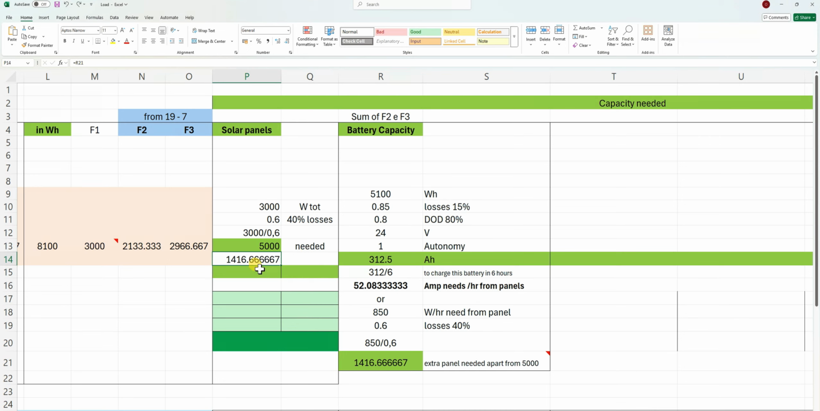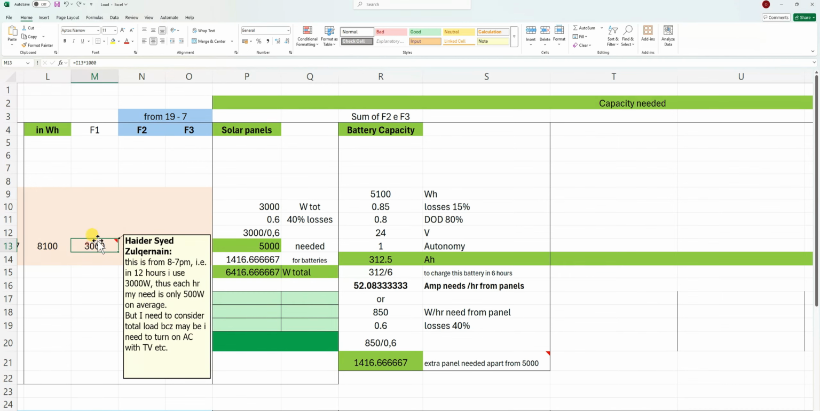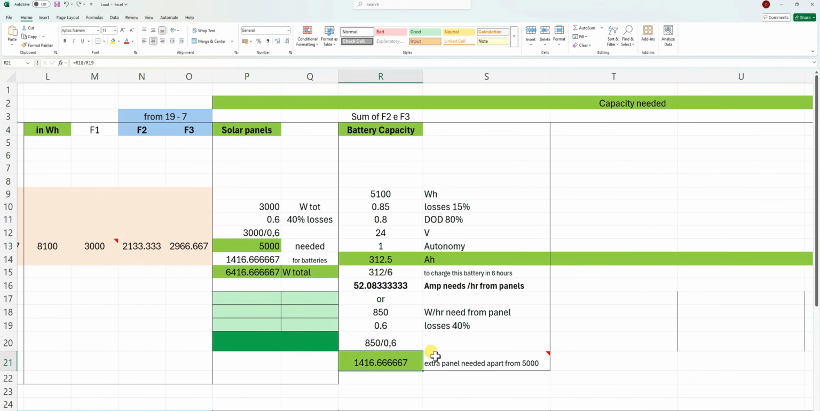Now we have put this extra energy, extra watts that we will be needing for batteries, and we have the summation of both these values, that is 6500 watts I will be needing total to get my 3000 watt for the appliances during daytime, and the rest will go to charge my batteries.